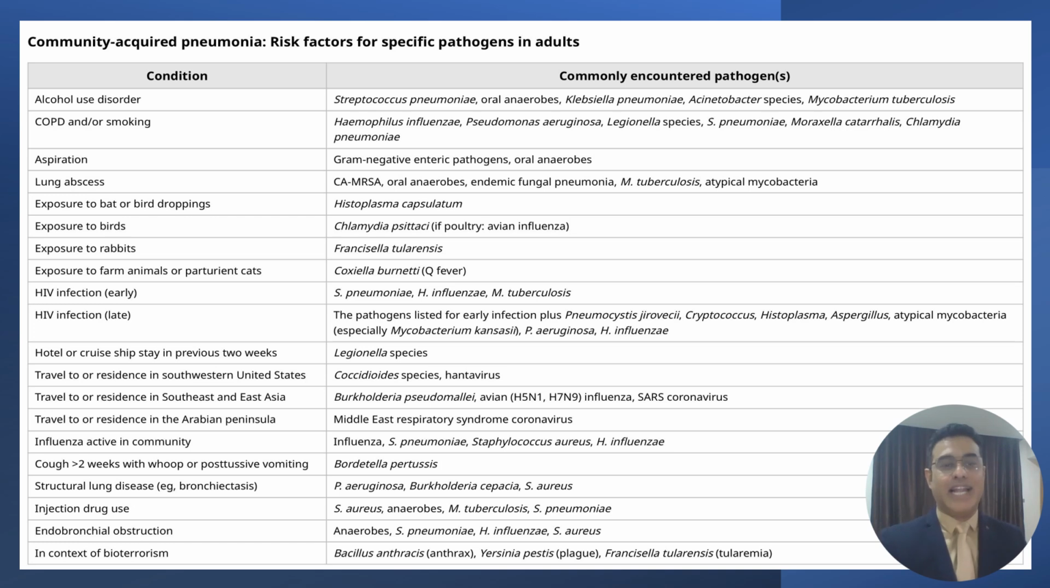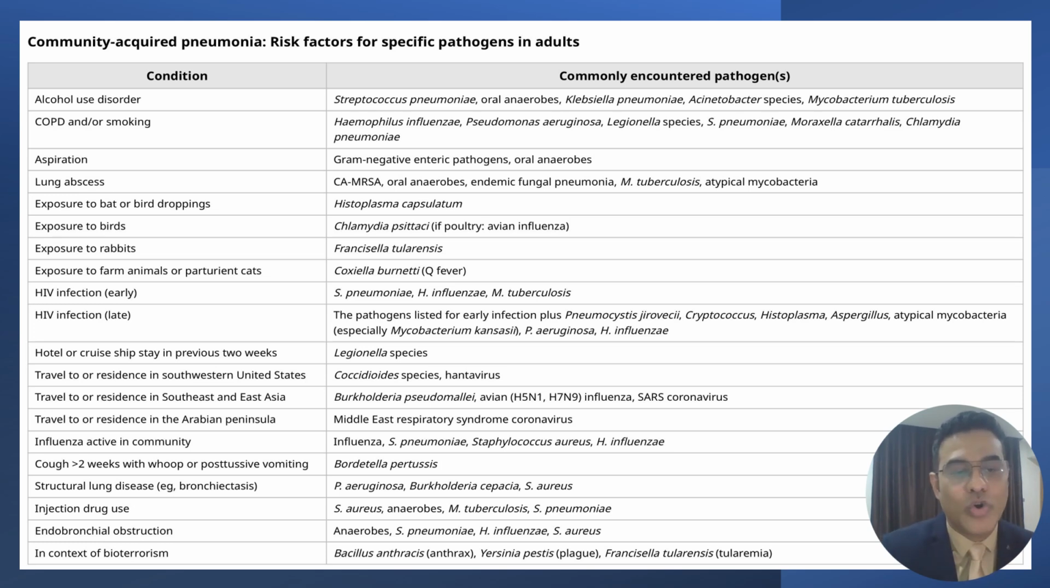This is one of the busiest slides, and it is a very important slide. Based on the risk factors, the location and work exposure, we can identify the bugs, especially in patients with exposure to birds. We have to rule out Chlamydia psittaci. Patients with exposure to bat and bird droppings, like certain caves, we have to rule out Histoplasma capsulatum, the fungus. Patients with exposure to rabbits, tularemia or Francisella tularensis. And in HIV patients, depending on the CD4 count, we have to start proper and appropriate antibiotics.